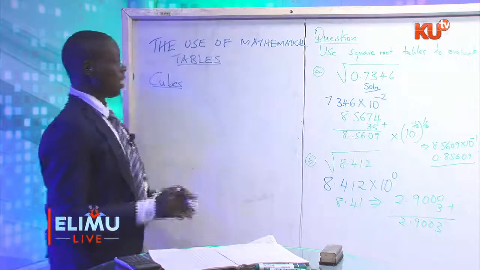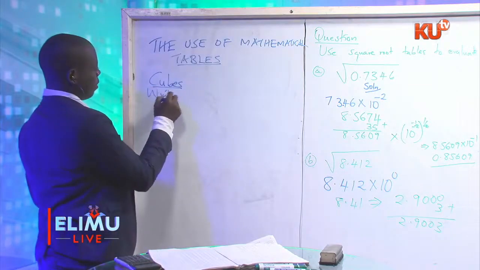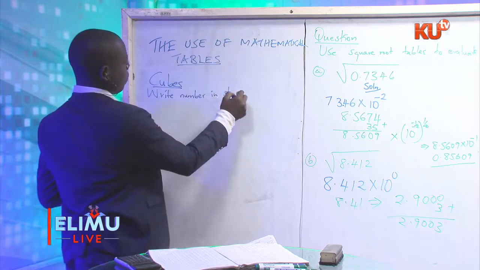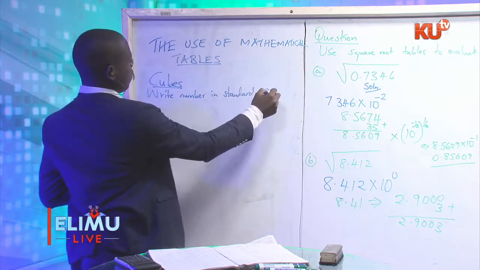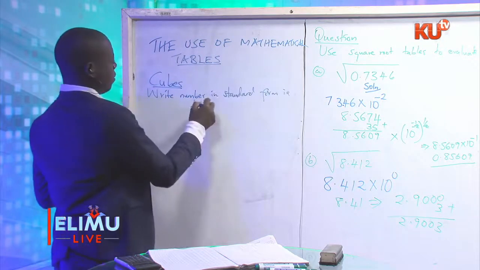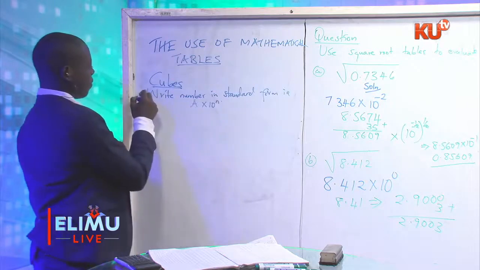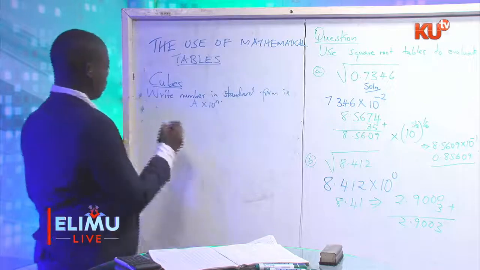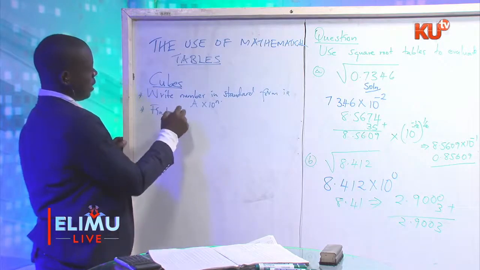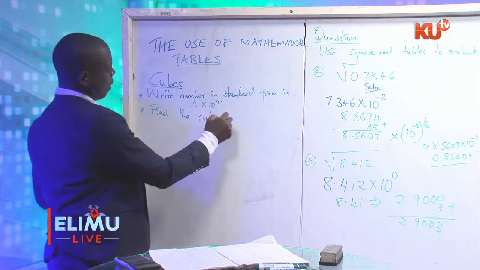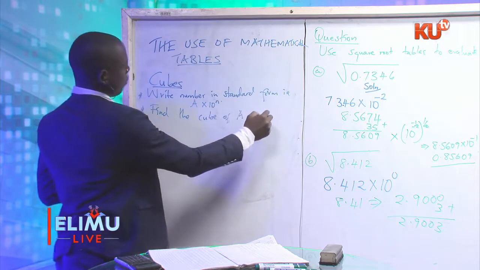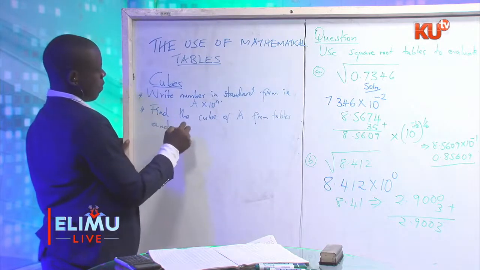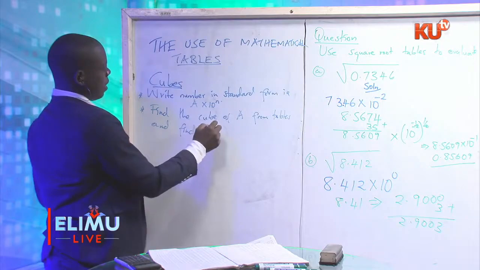Ensure the number is in standard form. Write the number in standard form, i.e. a times 10 power n. Once you've written the number in standard form, you simply find the cube of a from tables and find 10 power n cubed.